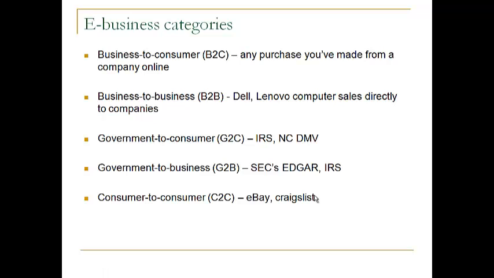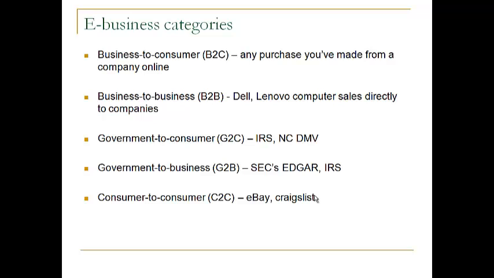There are five e-business categories for us to consider, the first being business to consumer or B2C. Really talking here about any purchase you've made online from a company. Anytime you bought movie tickets or bought something from Amazon to have it shipped, anything like that's business to consumer.